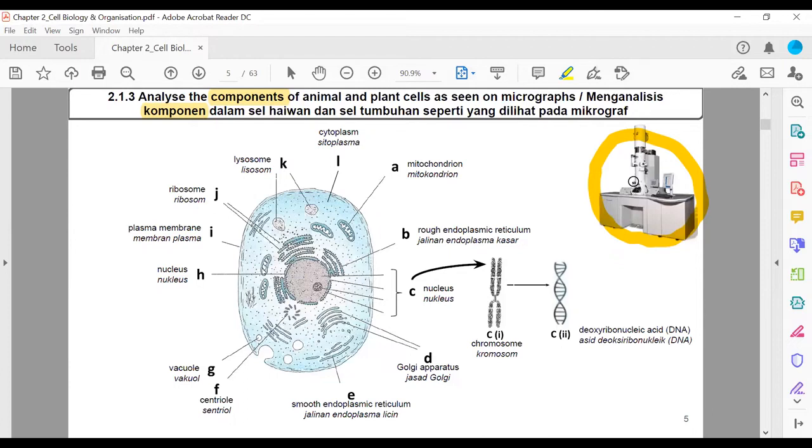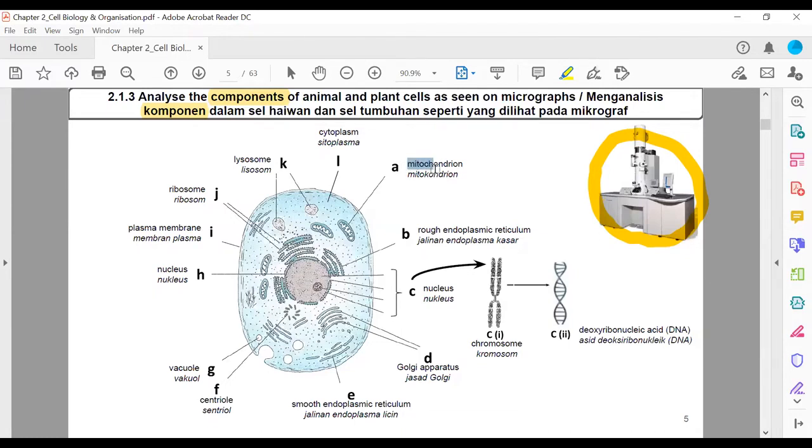yang kita lihat tadi. So for your information, selain daripada nucleus, plasma membrane, cytoplasm, cell wall, vacuole and chloroplast, there are other things in animal and plant cell, and these things are called cellular components ataupun component cell. Baik. Let's start with animal cell first. Kita mulakan dengan sel haiwan dulu.